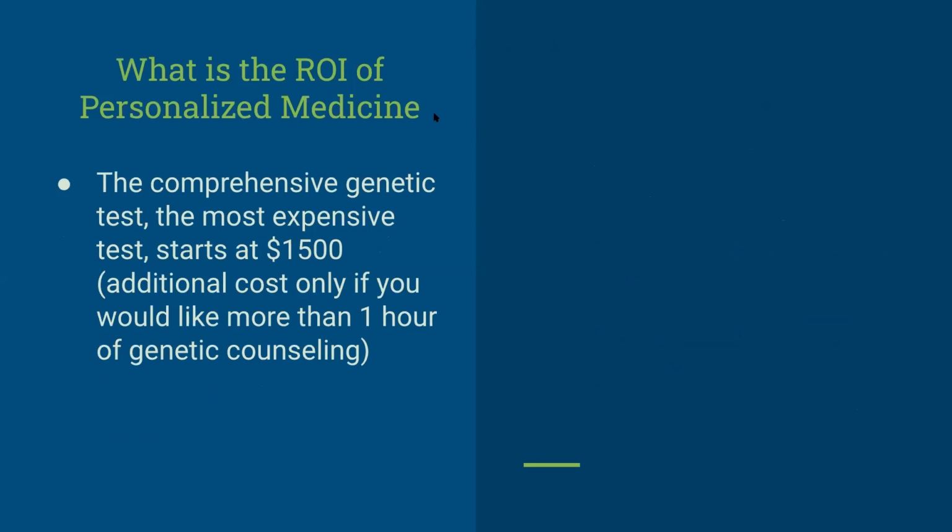So as far as the cost goes, what's the ROI of personalized medicine? I mean, again, it's an expensive test. We're talking about genetics. So the comprehensive genetic test, that's the most expensive one, the map of your whole body. And that starts at $1,500. The additional cost, and the reason I say starts at, is because if you would like more than an hour of genetic counseling, there are over 900 genes on there. So depending what you're interested in, you may want to spend hours with me, and that's fine. But there's no surprise cost. I don't want you to think that when it said starts at.